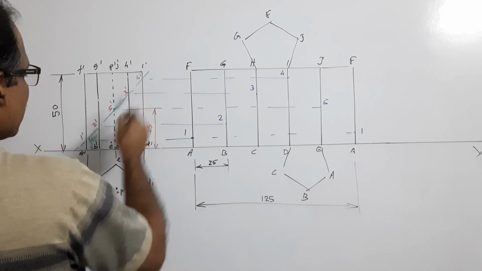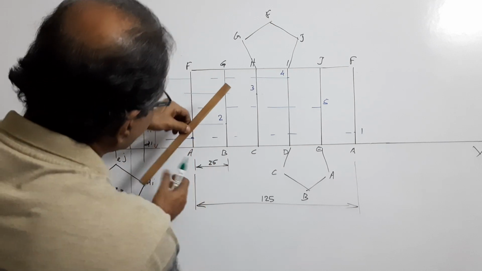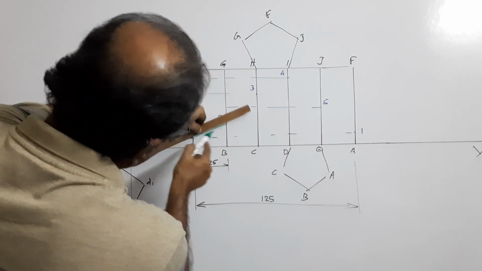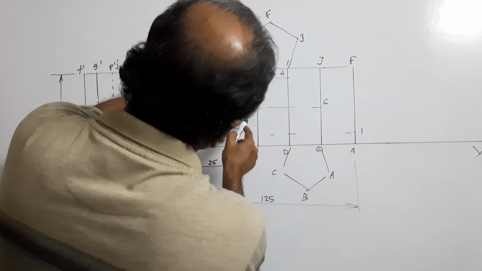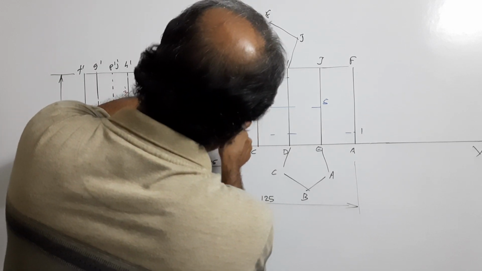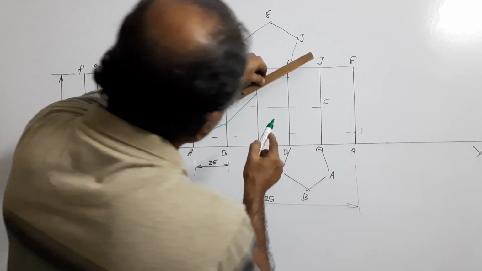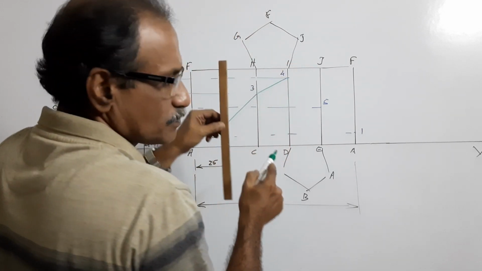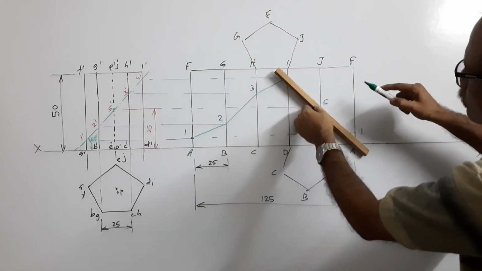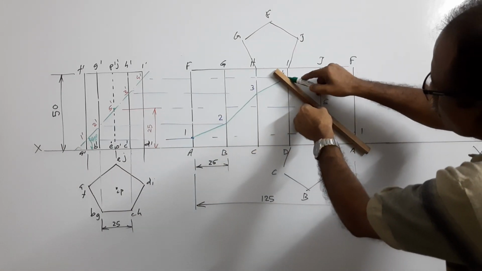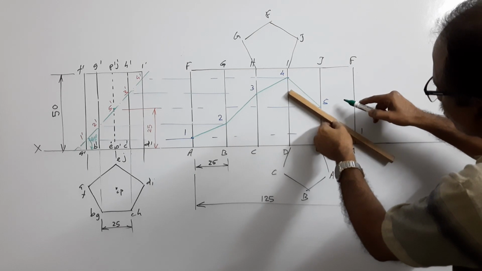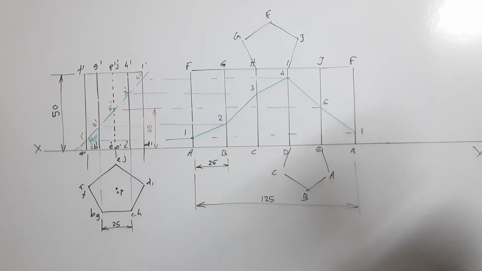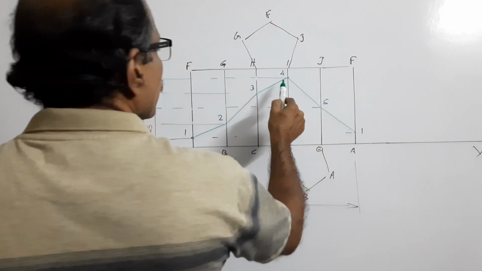Connect them. Since I have drawn the cutting plane with green lines, I am connecting this also with the help of green lines. 1, 2, 2, 3, 3, 4, 4, 5 and then 5, 1. 1, 2, 3, 4, 5, 1.